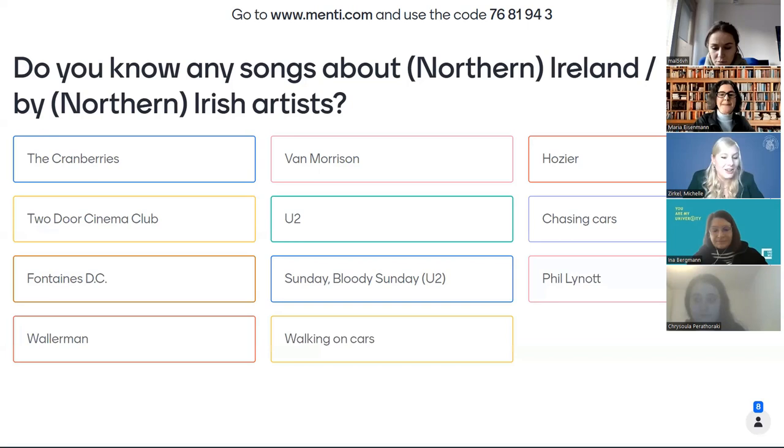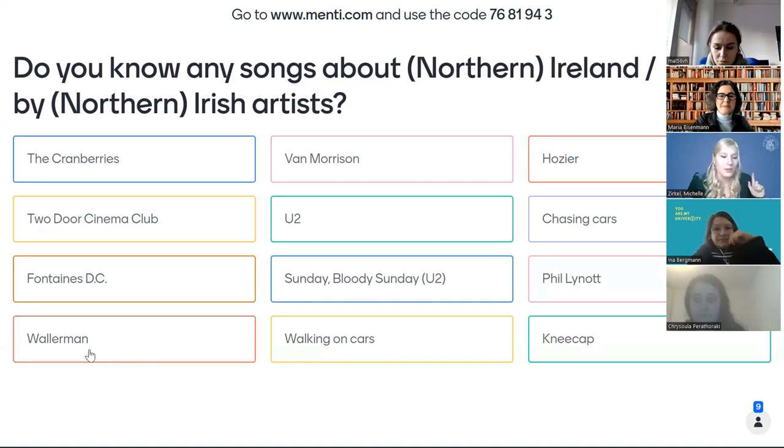All right, so I can see that you're familiar with quite a few Northern Irish artists already. However, I'm sure you'll get to know even more Northern Irish artists and Northern Irish songs today. One of them is actually from New Zealand, if I'm not mistaken, but other than that, good job. Lots of Northern Irish artists there. And let's continue with our presentation.